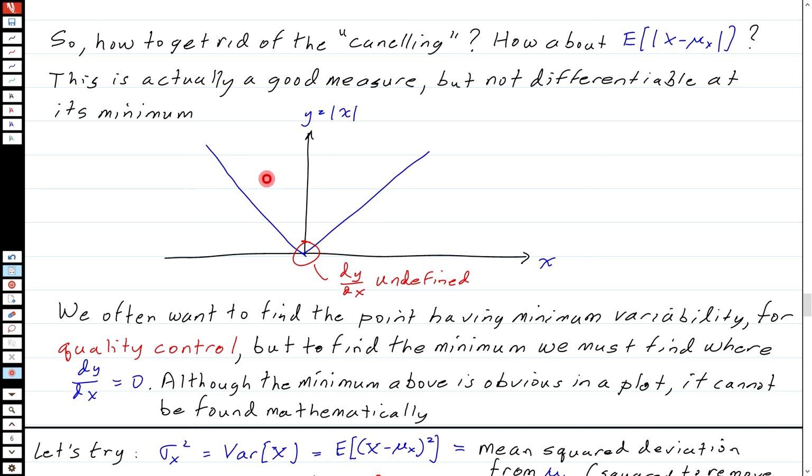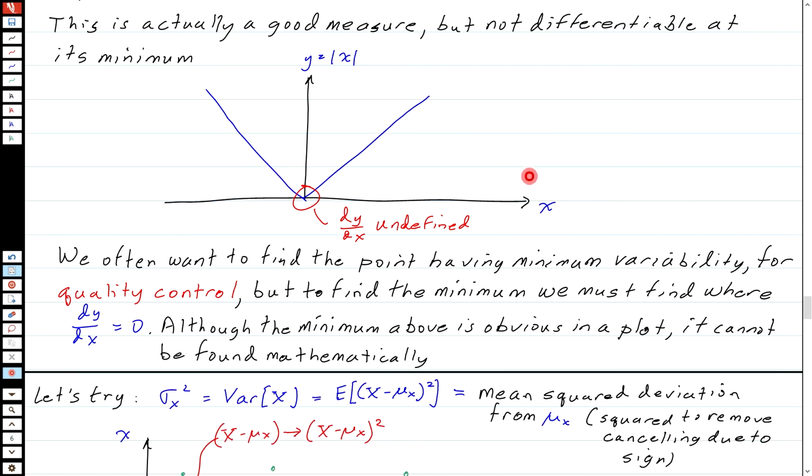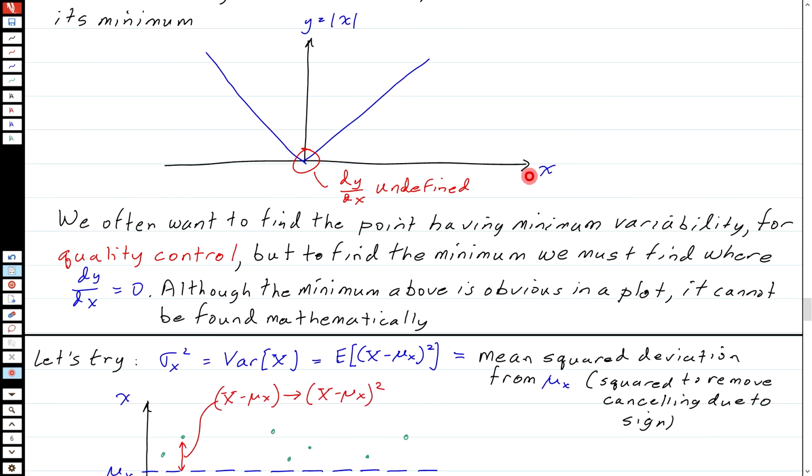The problem is that the minimum point of this function, although it's easy to see in a picture, is not differentiable, so we can't actually find this mathematically. The slope here goes from -1 and jumps to +1, and is never actually 0. It just jumps from -1 to +1. So at the minimum point, this thing is undefined, so we can't use our typical math approaches to find the point of minimum variance of this problem. So the absolute value is not usually used.